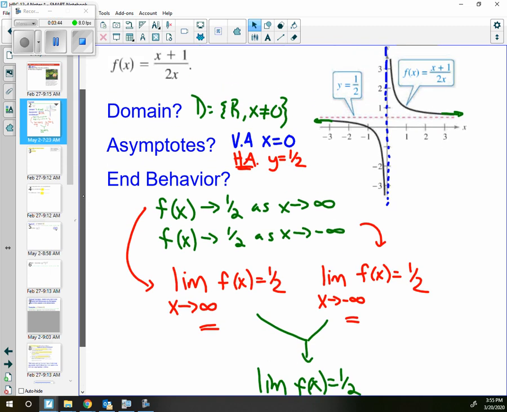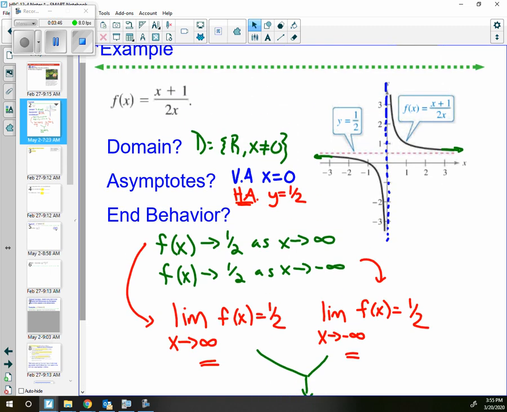I'm curious if anybody remembers the shortcut way of figuring out that horizontal asymptote, figuring out that end behavior. Remember we had a big conversation about the degrees of these polynomials. So if you had a ratio of polynomials, the degree on the top is 1. The degree on the bottom also 1. If the degrees are equal, remember it goes to the ratio of the leading coefficients, so 1/2.